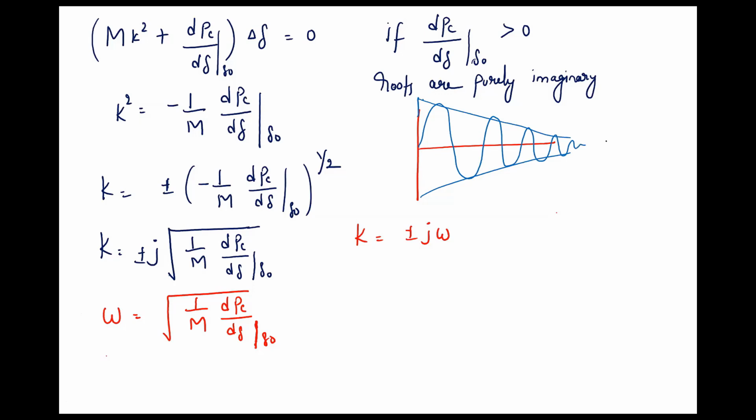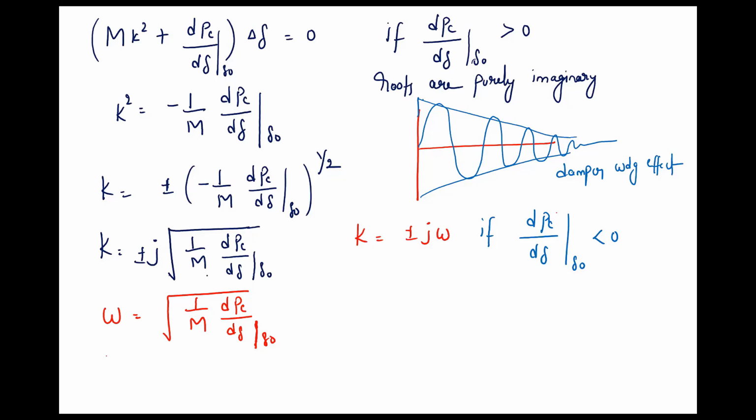They will be damped out because of the damper winding effect, which we have not modeled in the swing equation. Suppose dPe by d delta at delta naught is negative. So again what will happen? One more negative term will come inside this one, which will make these roots real and j.